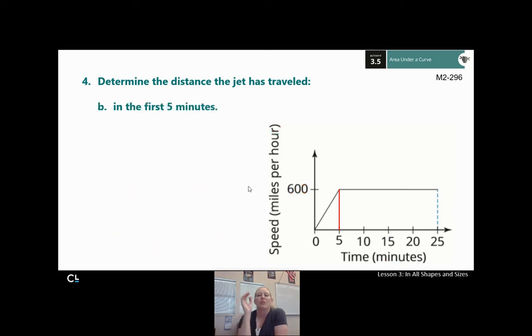So my next question is, determine the distance the jet has traveled in just the first 5 minutes when it was taking off from the airport. Go ahead and hit pause to work it out. You know the tricks now, and hit play when you're ready to check your work.